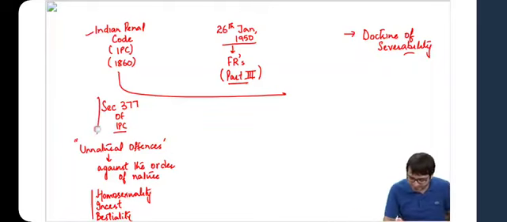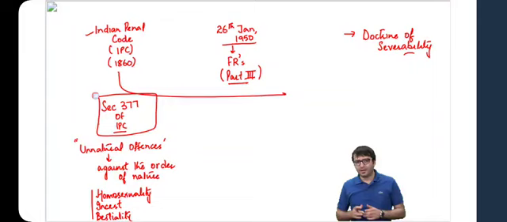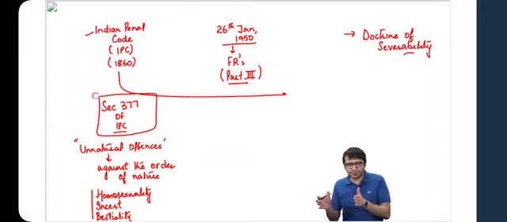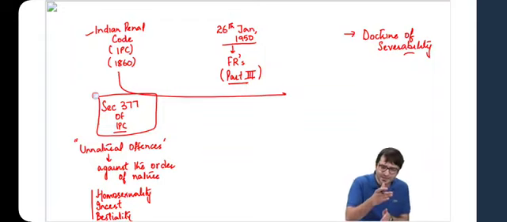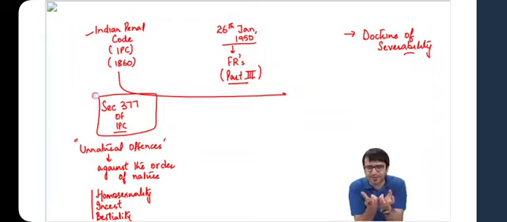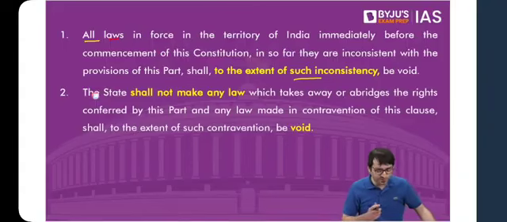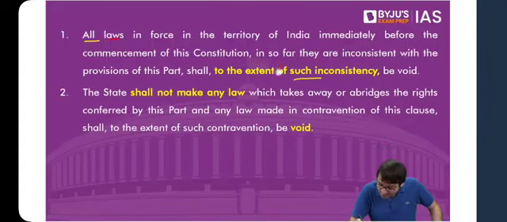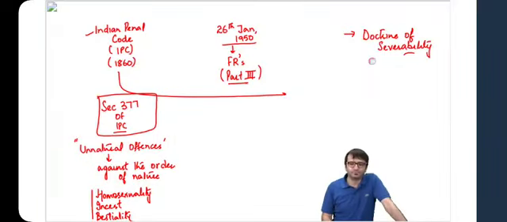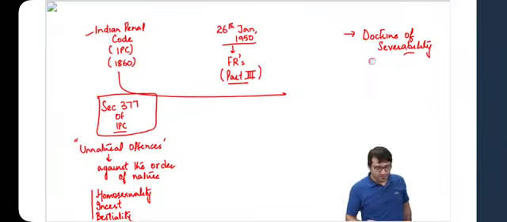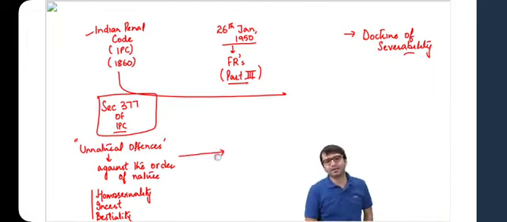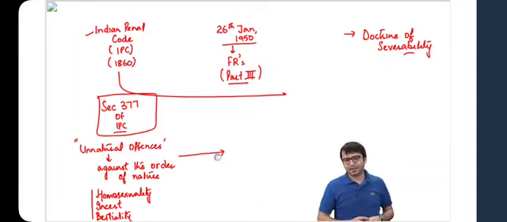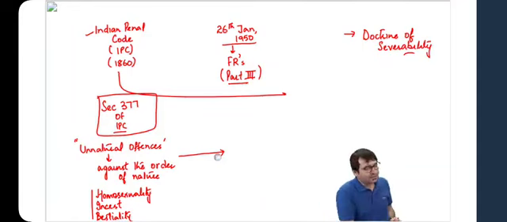So this Section 377 of the Indian Penal Code was a law immediately prior to the commencement of the Constitution. Can this law continue after the commencement of the Constitution? Yes. But the moment it violates fundamental rights, this law shall, to the extent of such inconsistency, be void. In 2017-18, the Supreme Court in the Navtej Johar judgment said homosexuality is not a crime. The right to love is also a fundamental right, regardless of the gender of your lover. So same-sex relationship is constitutional.